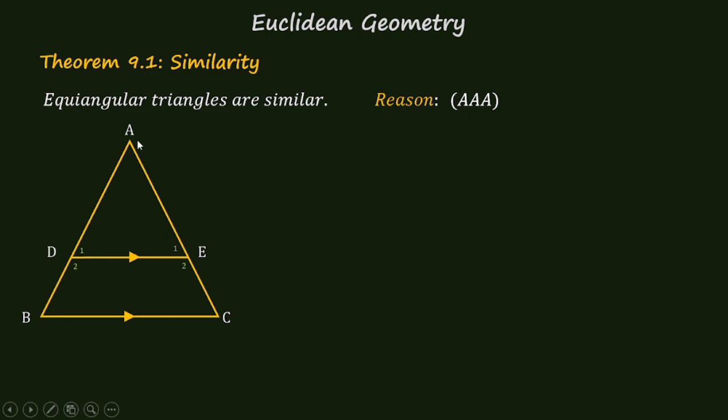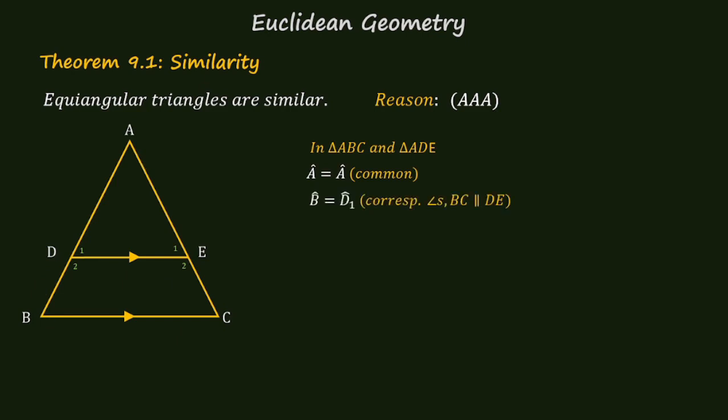So if we compare triangle ABC and triangle ADE like we did in the previous example, A is common in both triangles. Both triangles ABC and ADE share the angle A. So A is common in both. B equals D1. Those are corresponding angles because BC is parallel to DE. In the same manner, C will be equal to E1. They are corresponding angles. And if you look at the two triangles that we're dealing with, ADE, ABC, A matches with A and it's common. D1 matches with B, E1 matches with C.